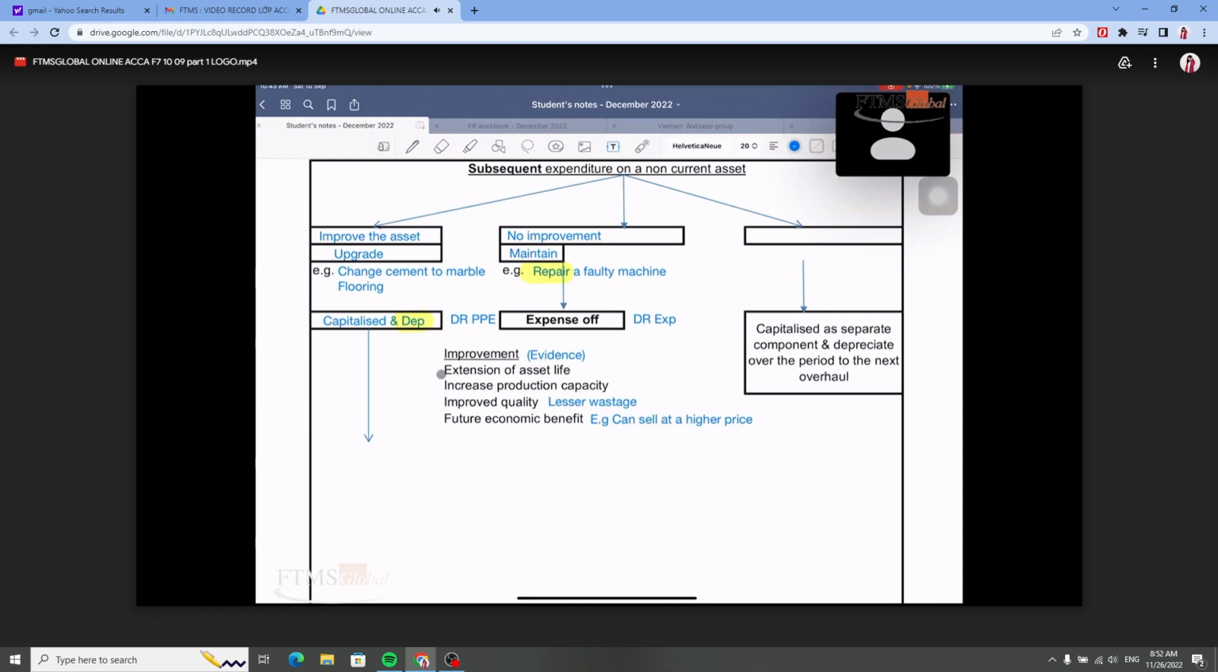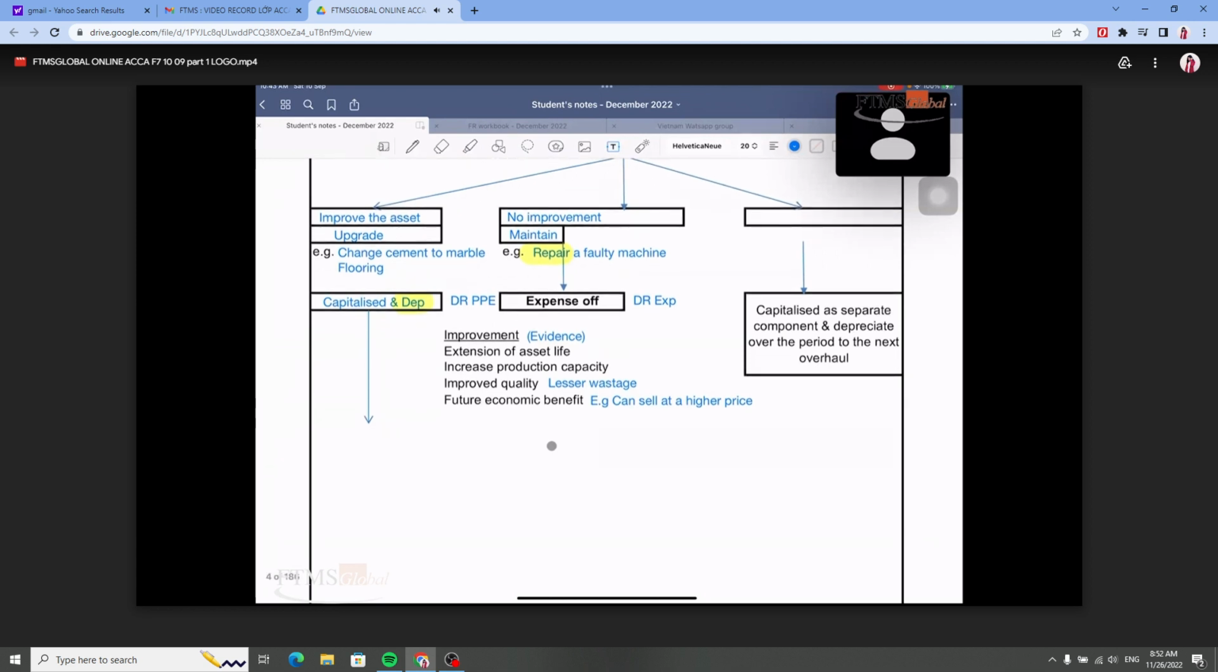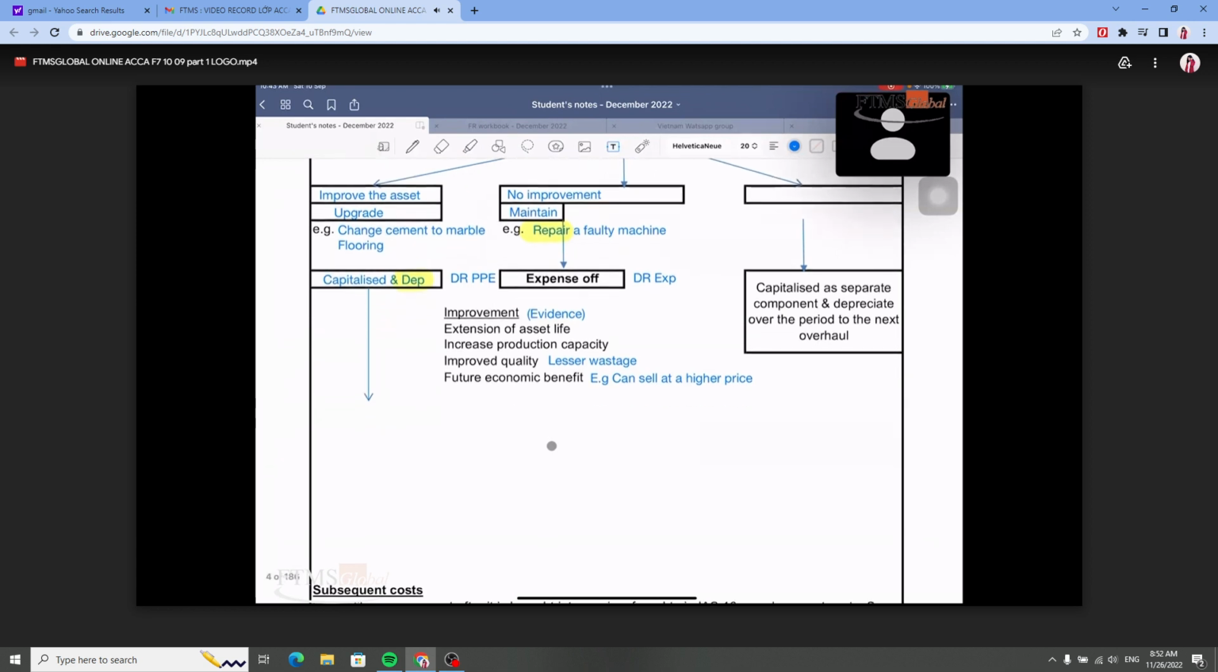Okay, right. So what you should do if you see a question on capitalize and depreciate for improving the asset, this is what you need to do. If you see a question and you have concluded that there's improvement, then you should capitalize and depreciate. Firstly, you need to calculate the carrying value at the date of upgrade.